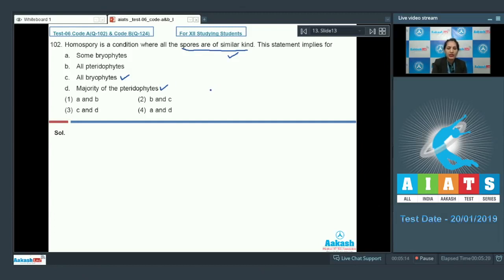What about all pteridophytes? No, this option is ruled out because some pteridophytes are heterosporous also, such as Marsilea, Selaginella, Salvinia. These are heterosporous pteridophytes. What about A? Some bryophytes? No, all bryophytes are homosporous in nature. So the correct option for the given question is option number 3. Let's move on to the next question.